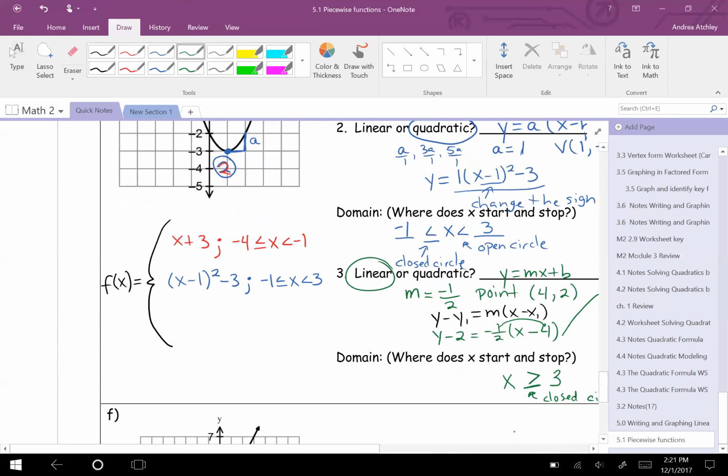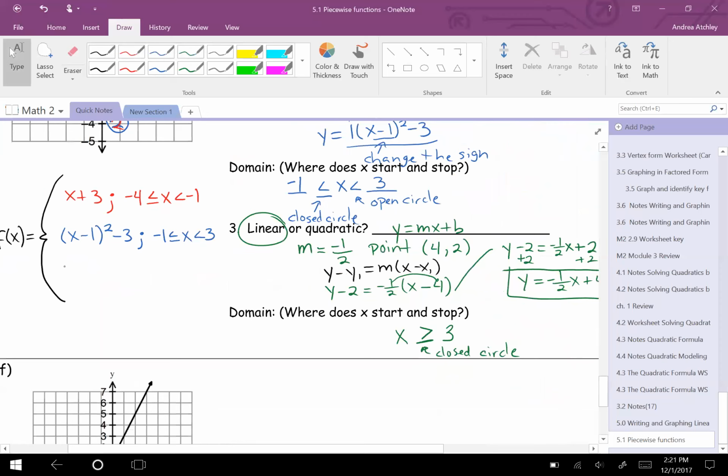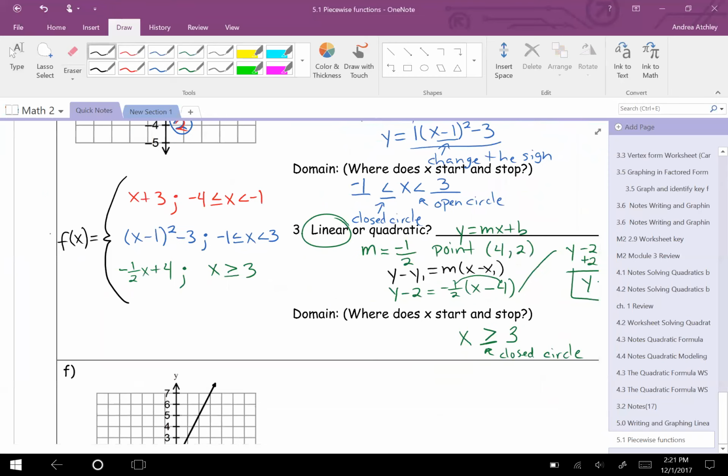And then the green, our final one, was y equals negative 1/2 x plus 4. So I put negative 1 over 2x plus 4, semicolon. And it'd be x is greater than or equal to 3. And that is our whole equation.